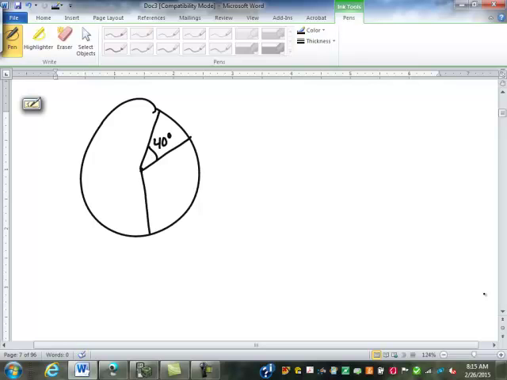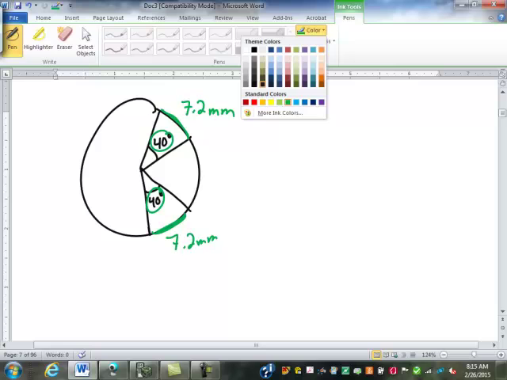This is a 40-degree central angle. And if I tell you that this arc here is 7.2 millimeters, what does this arc here have to be? 7.2 millimeters. Because that arc is a fraction of the whole circle, and the fraction is based on that central angle, if they have the same central angle, same arc. Good.